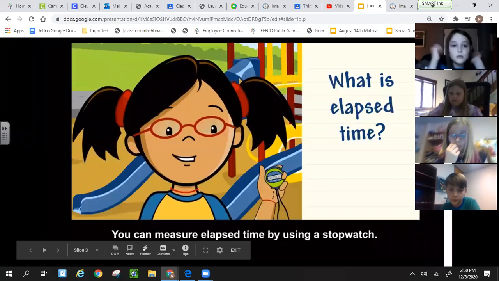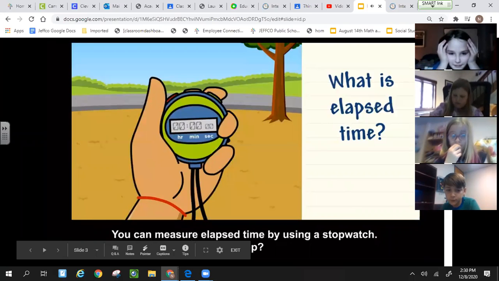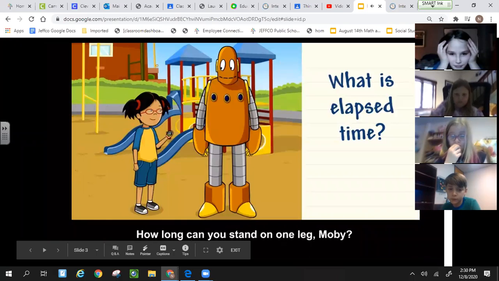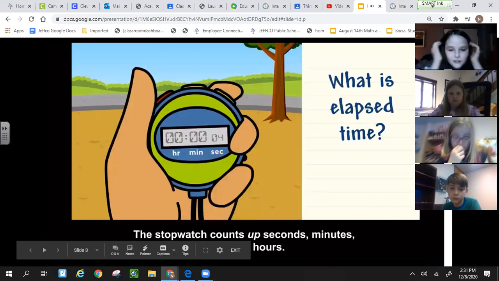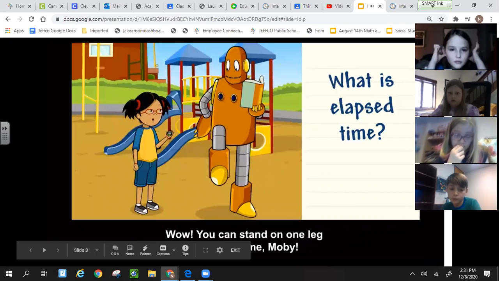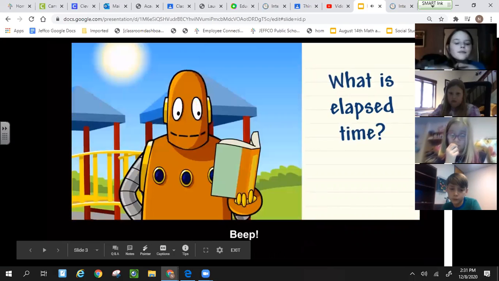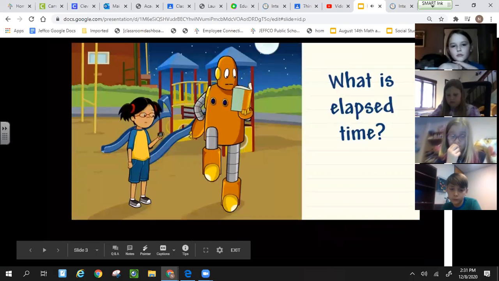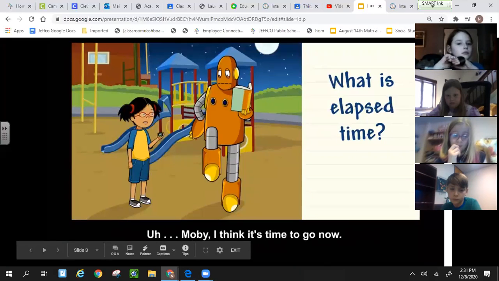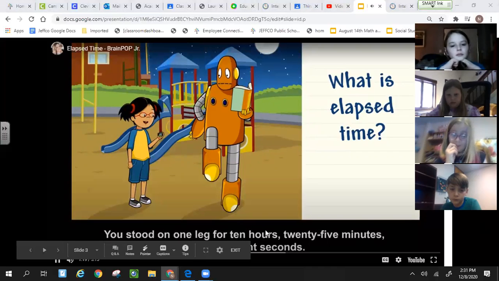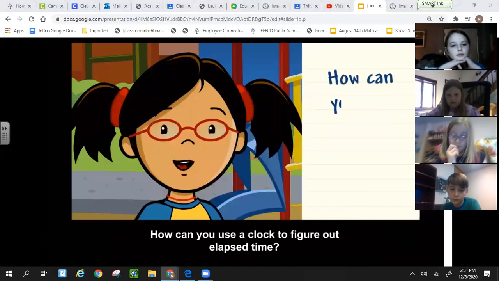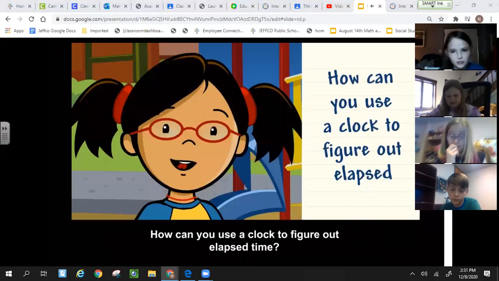You can measure elapsed time by using a stopwatch. How long can you stand on one leg, Moby? The stopwatch counts up seconds, minutes, and even hours. Wow, you can stand on one leg for a long time, Moby. Moby, I think it's time to go now. You stood on one leg for 10 hours, 25 minutes, and 48 seconds.